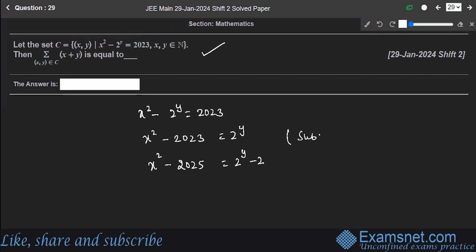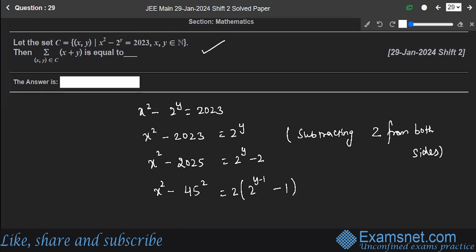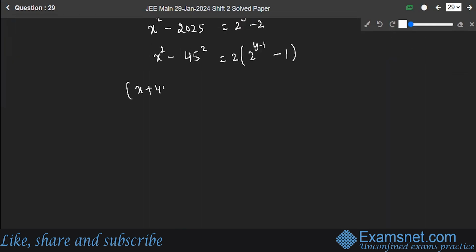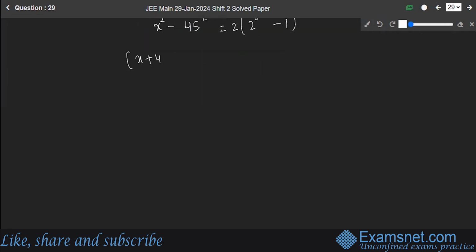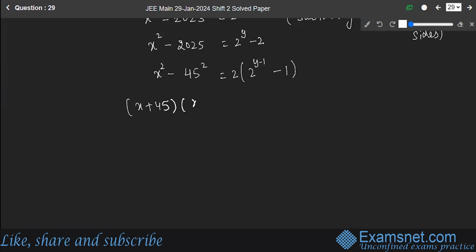Here I am subtracting 2 from both the sides. Okay. So x squared minus 2025. What is 2025? That is the square of 45. So you have x squared minus 45 square. I'll take 2 common: 2 power y minus 1 minus 1. And this can be written as (x plus 45)(x minus 45), which is equal to 2 into (2 power y minus 1 minus 1).